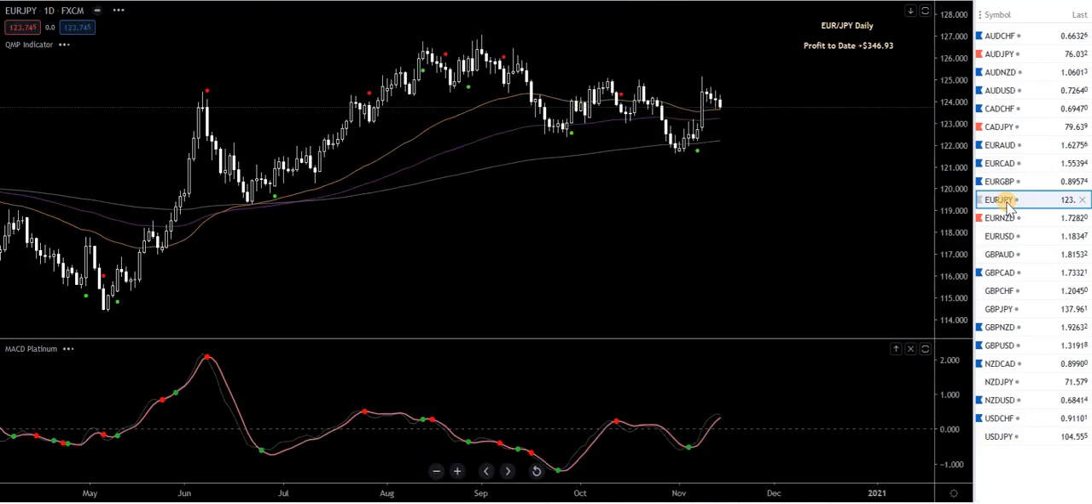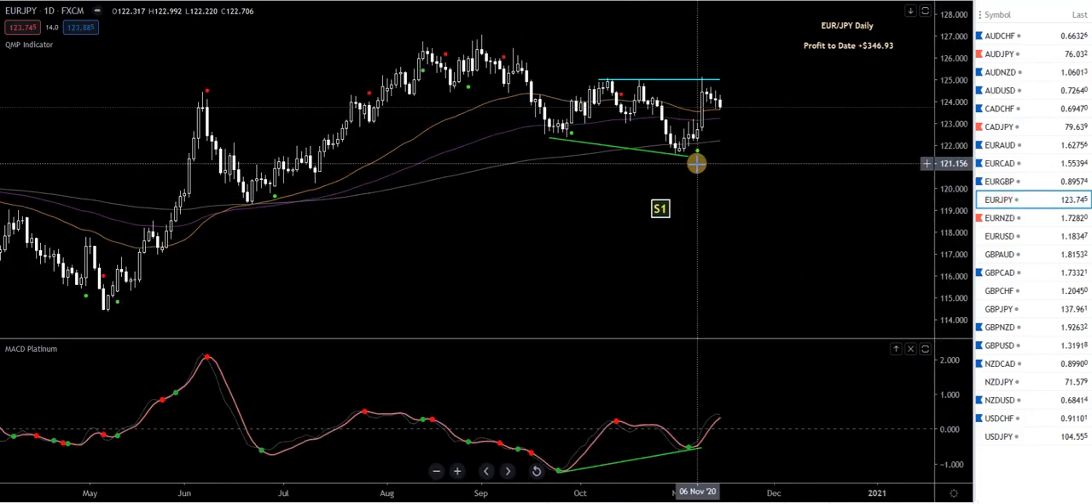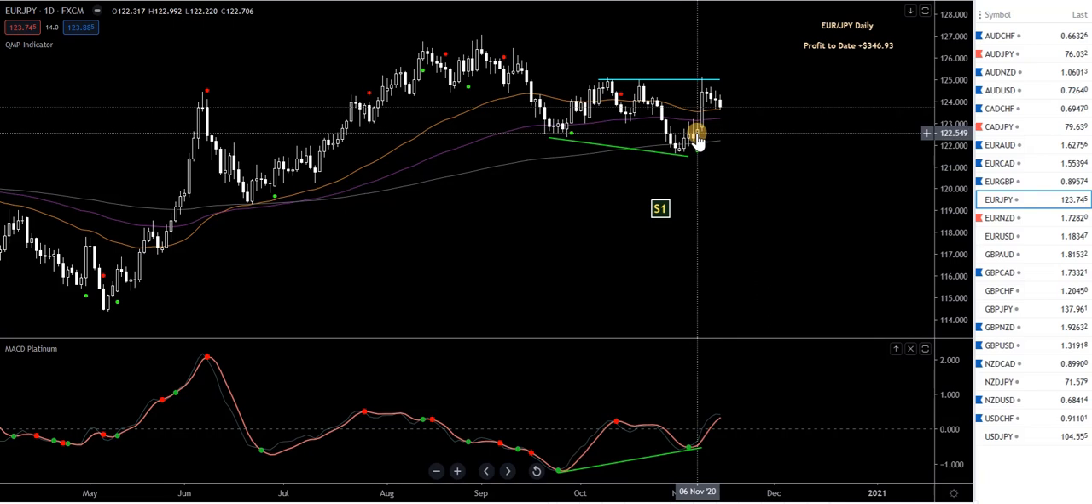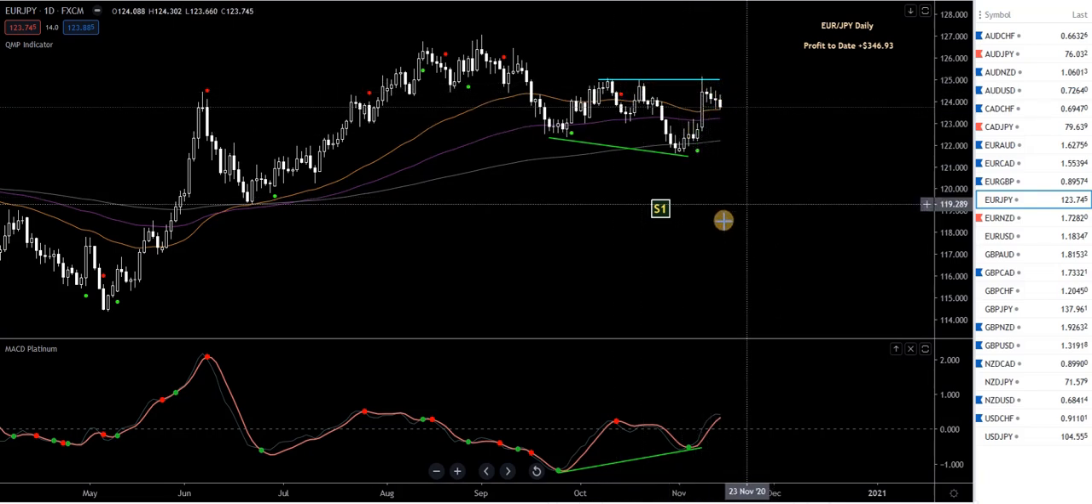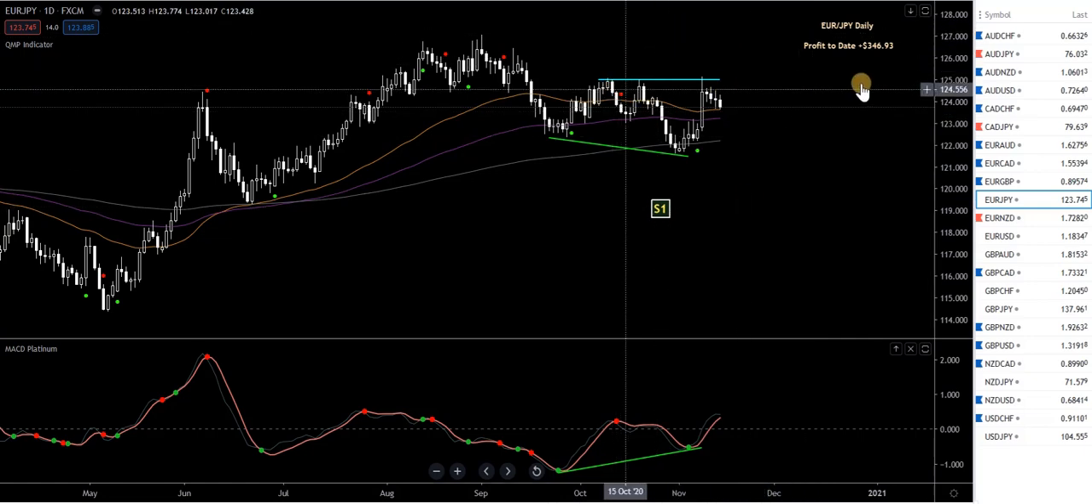Euro yen, nothing happening. I'm pretty sure I took that buy signal, but I think I got stopped out or closed it out or something, and now it's coming the other way. Just all a bit tight, a bit messy on the euro yen.